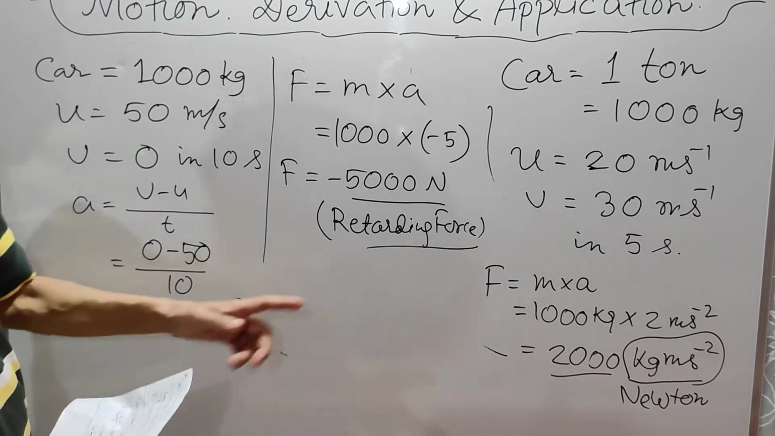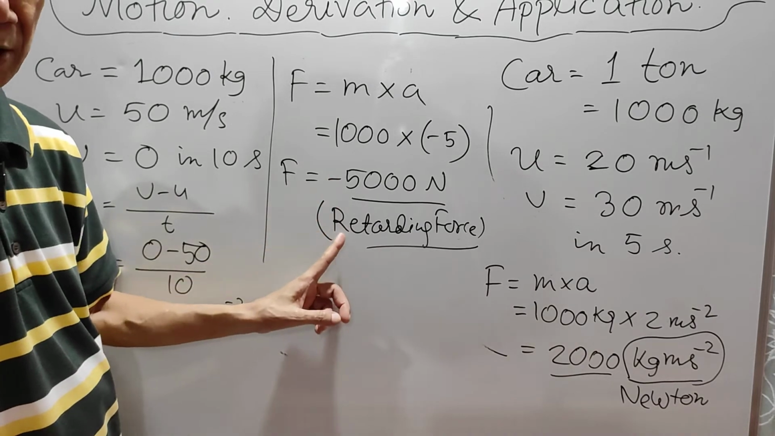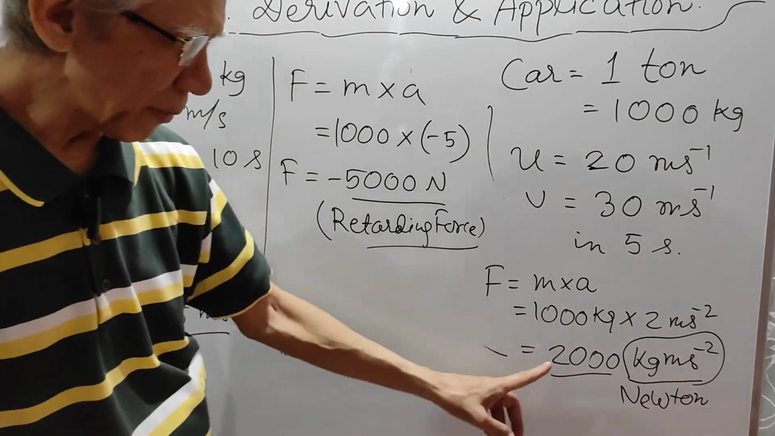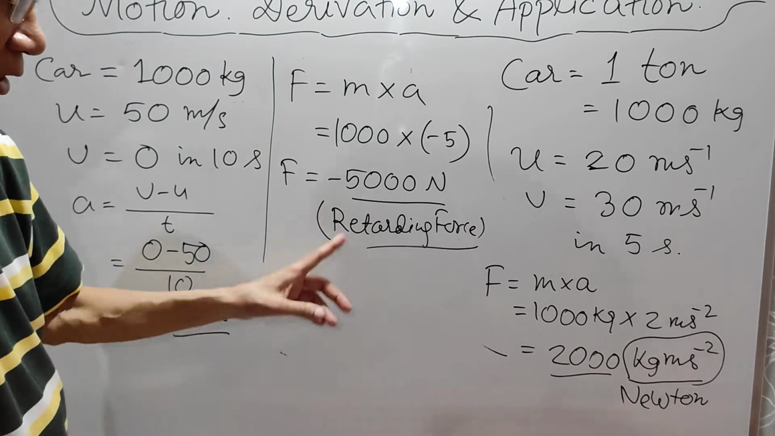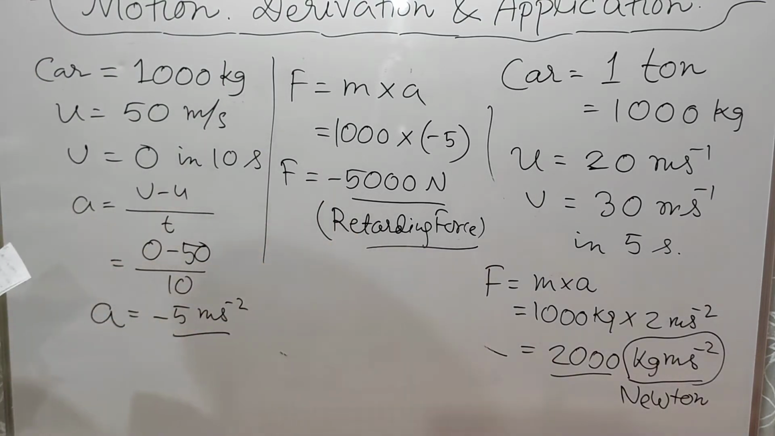The brakes apply retarding force. So when you get minus, you indicate within bracket retarding force. But when you get plus, don't write anything. Okay, for minus, just write retarding force. Is it clear?